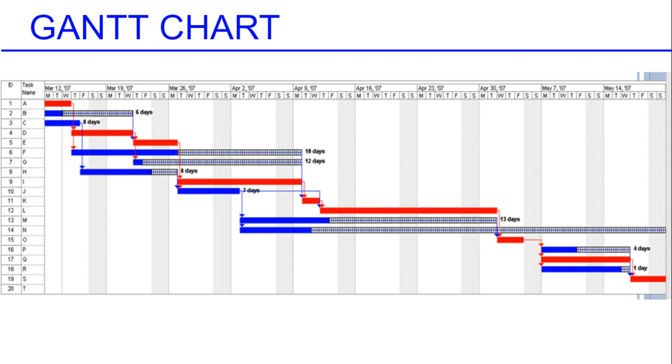So if you look at this example here, you can see that we have several different tasks that are happening simultaneously. You can see which tasks are critical tasks, right? And you can see which tasks are non-critical tasks. So the critical tasks are labeled by red and the non-critical tasks are labeled by blue. And you can see how they intertwine and work together.